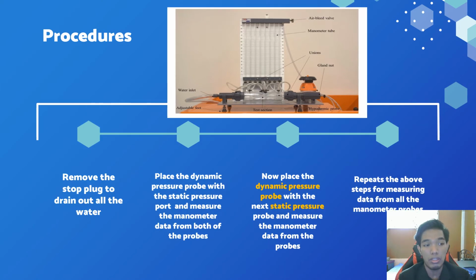Alright, moving on, remove the stop plug to drain out all the water, and then place the dynamic pressure probe with the static pressure probe and measure the manometer data from both of the probes. Now, place the dynamic pressure probe with the next static pressure probe and measure the manometer data from the probes. And last but not least, repeat the above step for measuring data from all of the manometer probes.